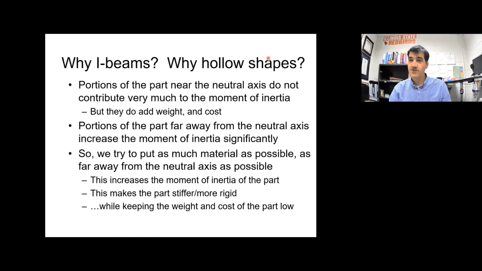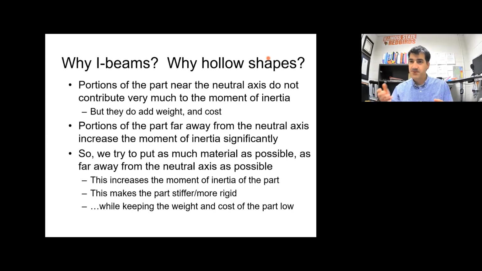You may have noticed before that a lot of buildings and structures are made from I-beams, not usually solid, prismatic, rectangular pieces of steel. And now, by understanding moment of inertia, we can explain why that is. The reason is because the parts of the structure that are near the neutral axis don't contribute very much to the moment of inertia. Why? Because we have the height cubed. So it's the parts of the beam that are far away from the neutral axis on the top and the bottom that contribute significantly to the moment of inertia.